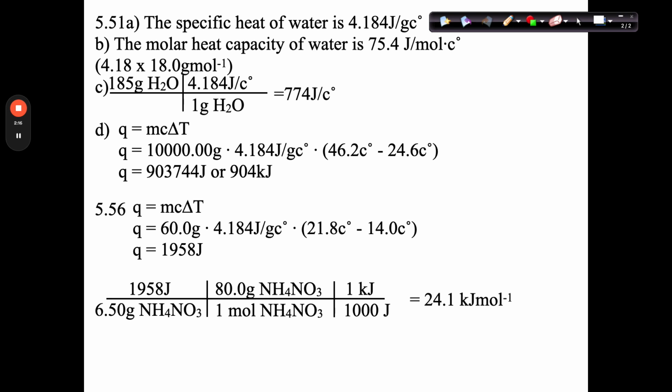But now take a look at number 56. So guys, if you ain't got your books, get your books. Open up 56. All right.